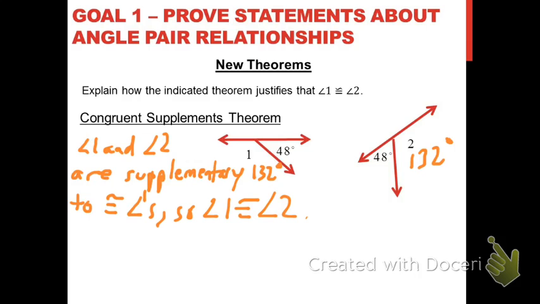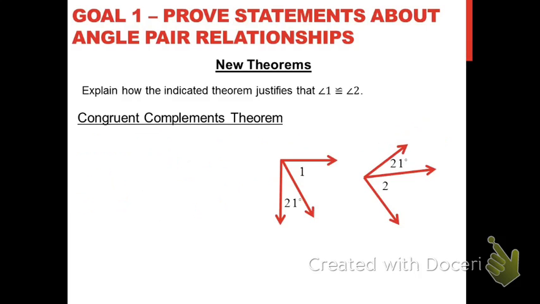Now, here's the congruent complements theorem, of which we just made a proof for a moment ago. And for this one, you need to know that this is a right angle and this is a right angle. All right, and so how would the congruent complements theorem make angle 1 congruent to angle 2? We'll just think this through.